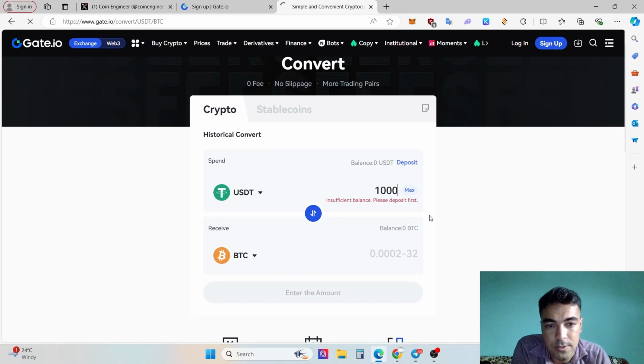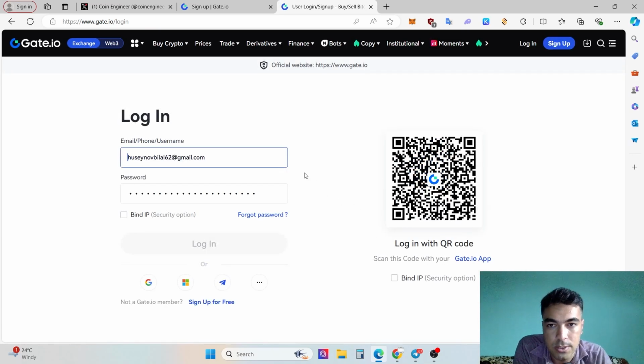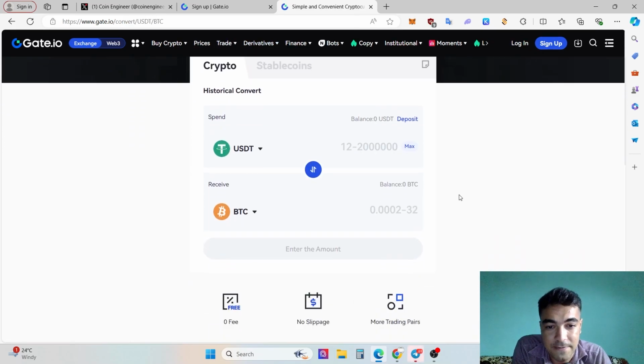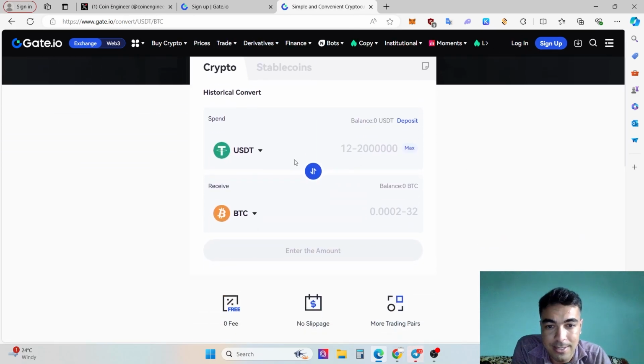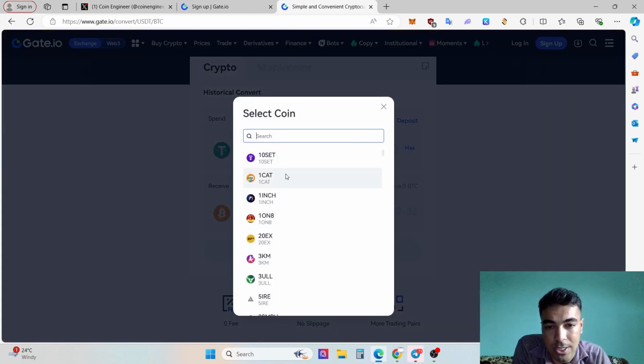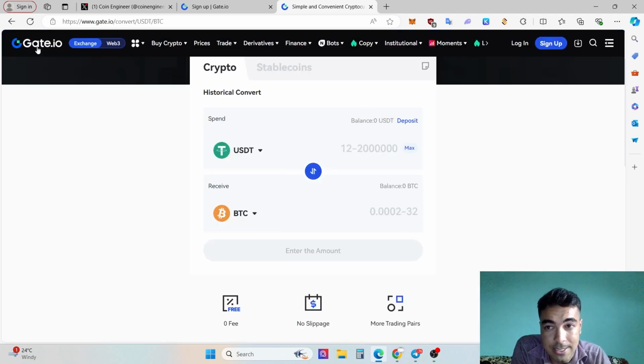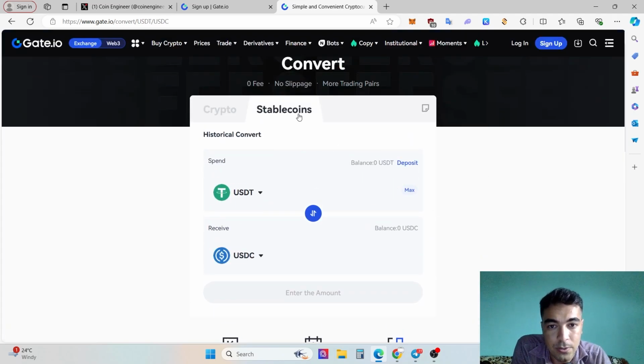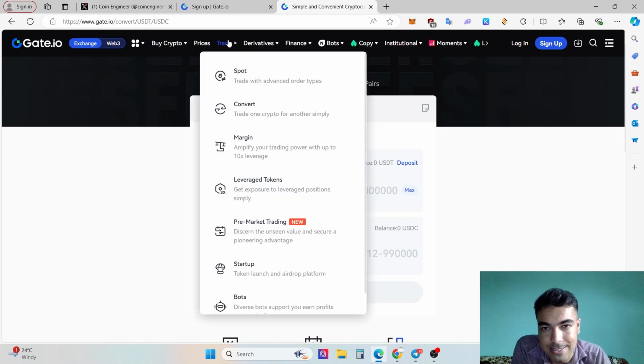Put in the relevant amount which you want to convert. I don't have a sufficient balance because I'm not logged in, that's why I see this. And don't forget to log in or sign up, and then you will see Bitcoin, or you can choose another listed cryptocurrency at Gate.io Convert and click the convert button, and you can do it on the stablecoin side. That's it.